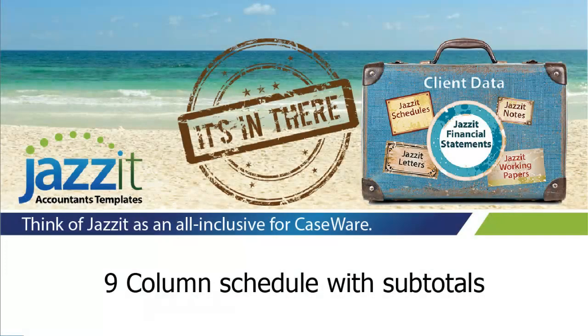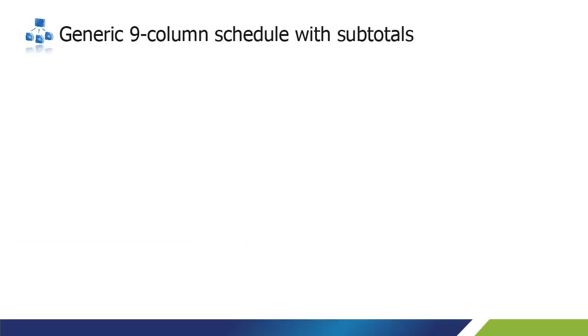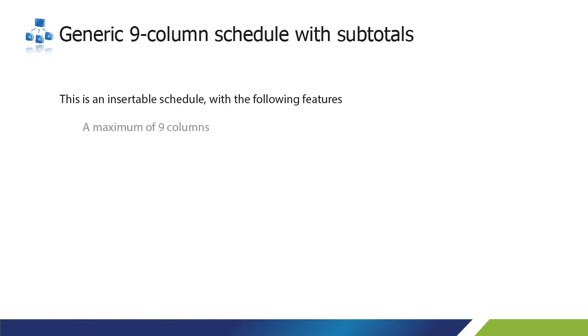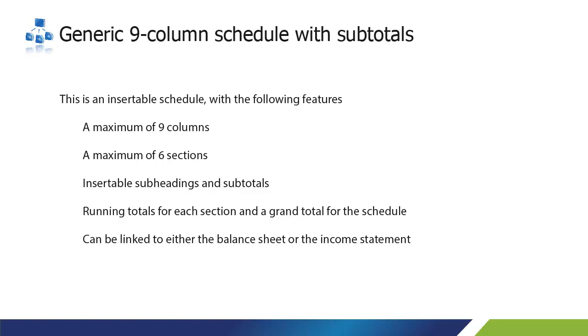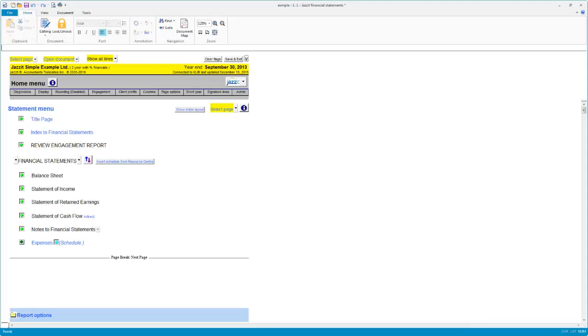The generic 9-column schedule with subtotals. This schedule is one of 20 that can be inserted into the financial statements template and contains the following features: a maximum of 9 columns, a maximum of 6 sections, unlimited subheadings and subtotals can be inserted, running totals for each section, and a grand total for the schedule.